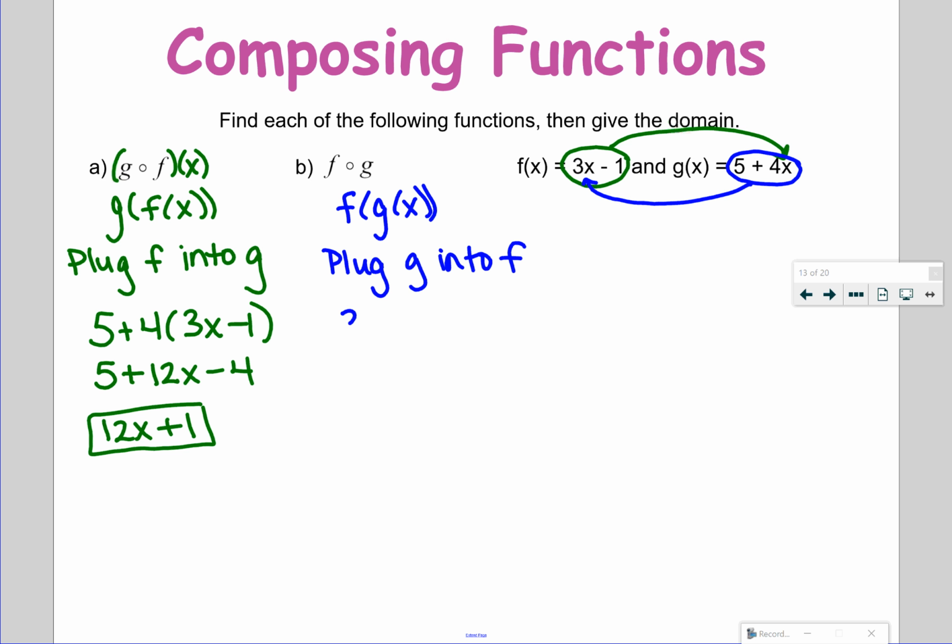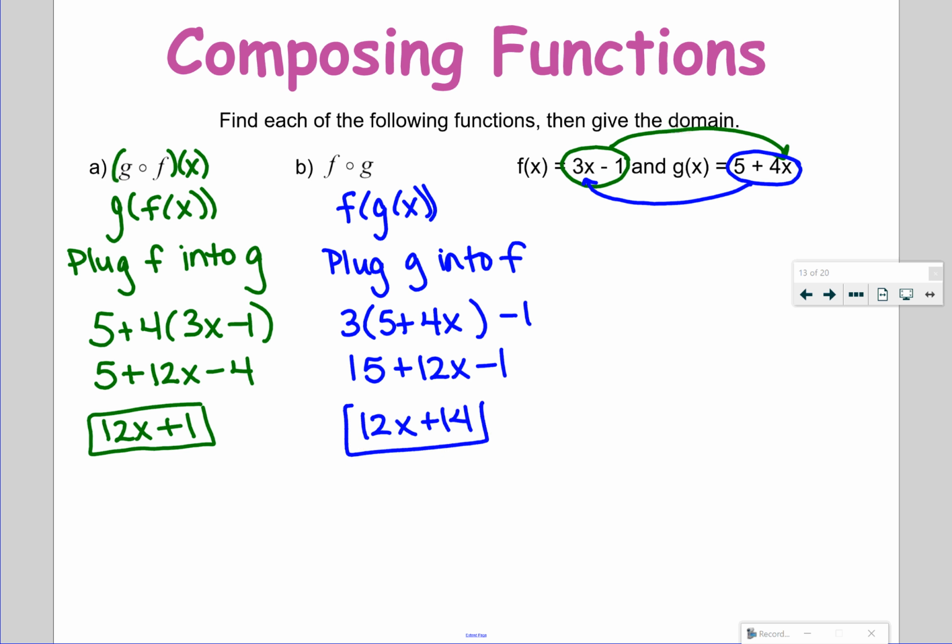So that looks like 3. Take the x out and replace it with the other function, 5 plus 4x minus 1. We're going to distribute 15 plus 12x minus 1, and then combining together my like terms, my final answer is 12x plus 14.